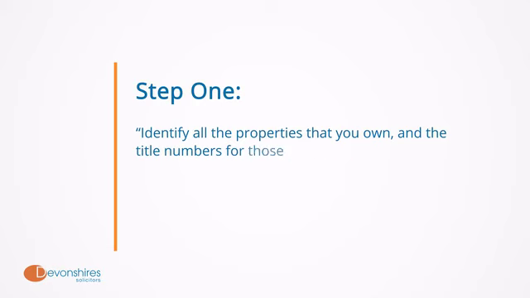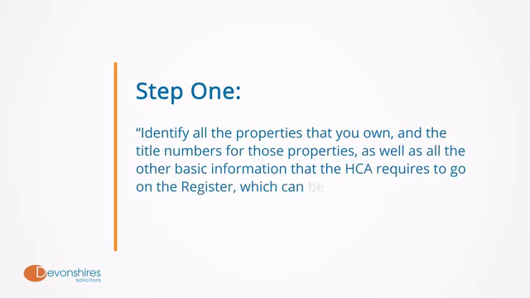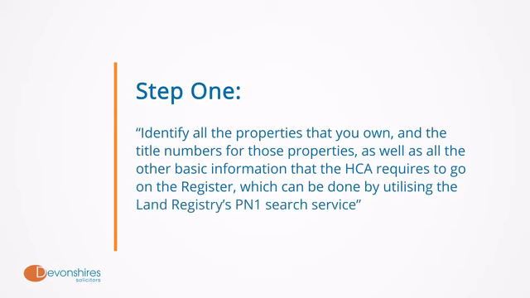So we at Devonshires are advising clients to take 5 steps in order to secure compliance with the register. Step 1 is to identify all of the properties that you own and the title numbers for those properties and all the other basic information that the HCA requires to go on the register, which can be done by utilising the Land Registry's PM1 search service.